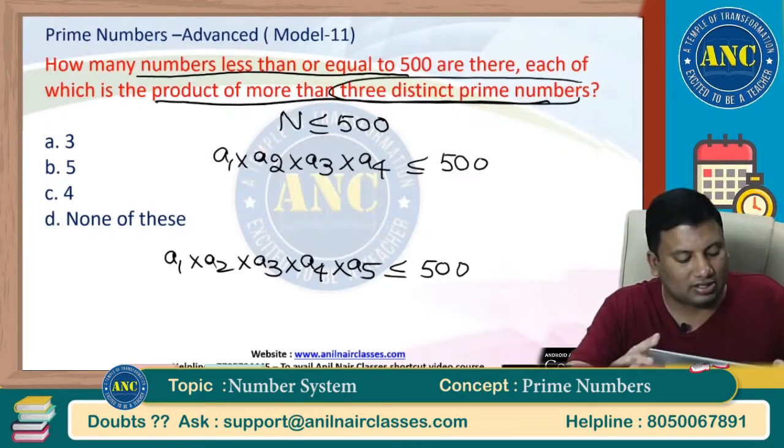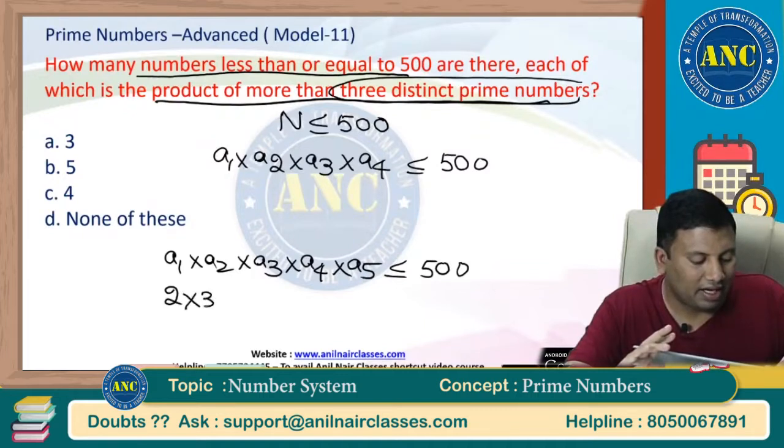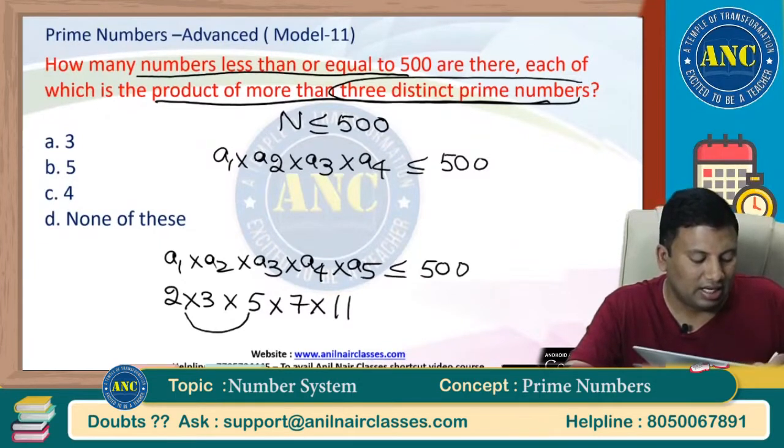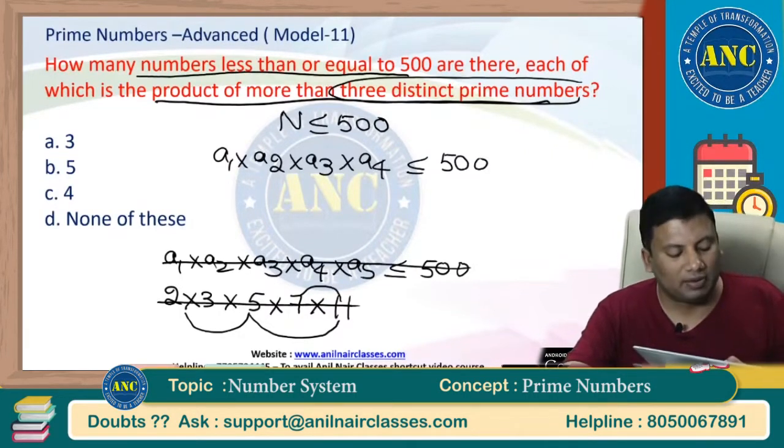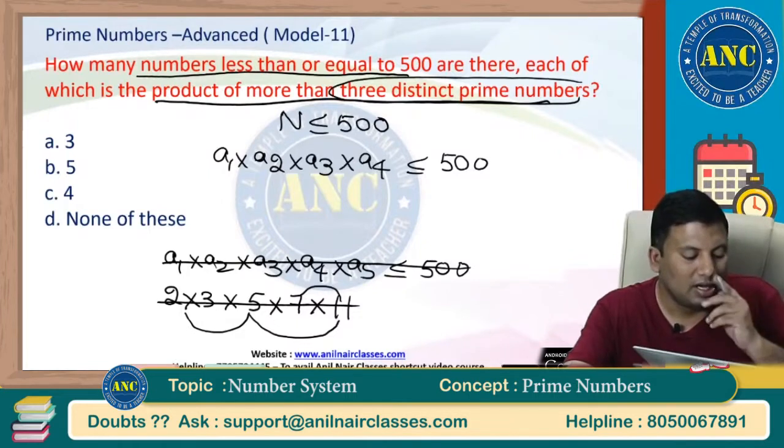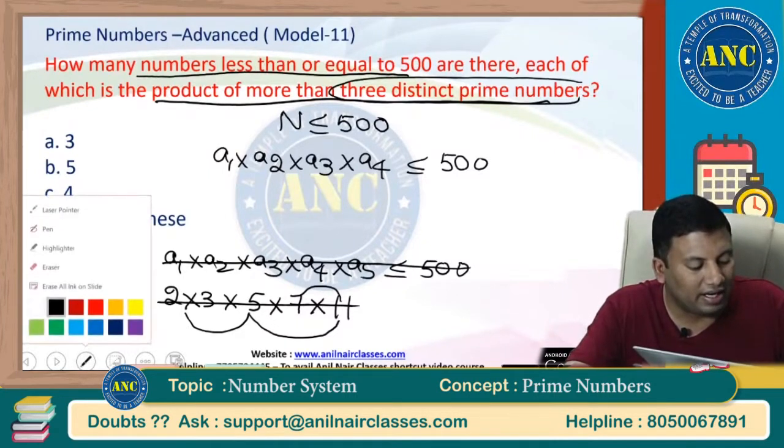All the numbers are distinct. If I take 5, 2, 3, all of them are distinct, into 7 into 11. 6 5s are 30, 30 11s are 330, into 7, 2000. So these more than 4 cases will not come. I hope it is clear. The sum is getting greater than 500.